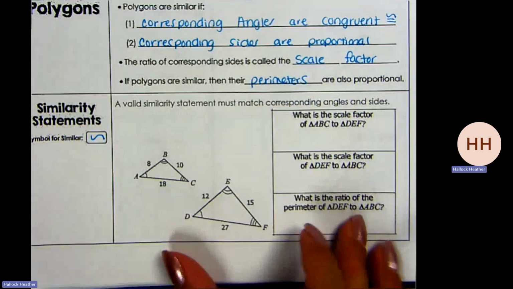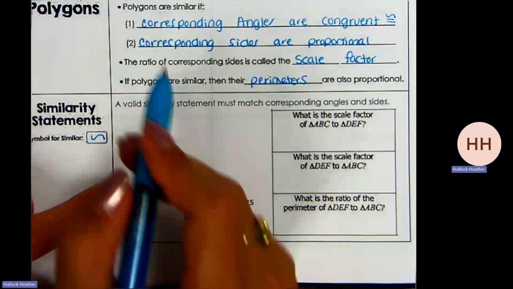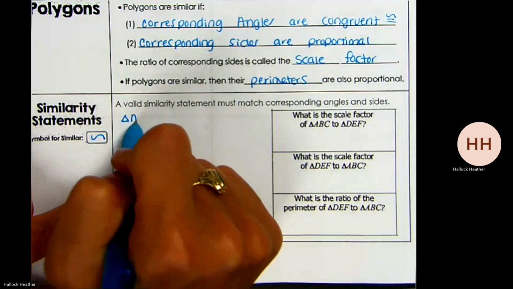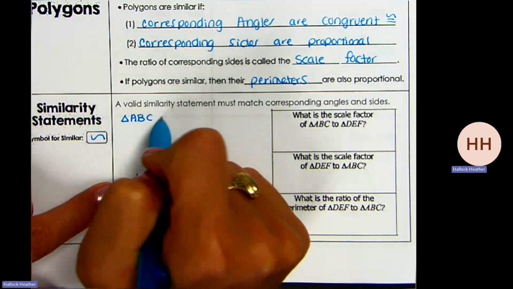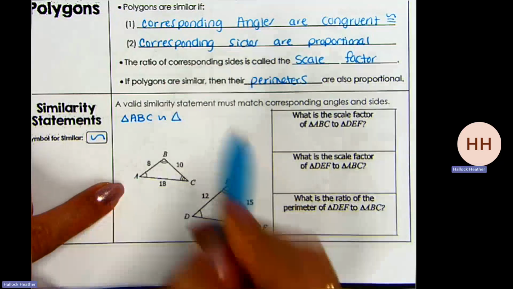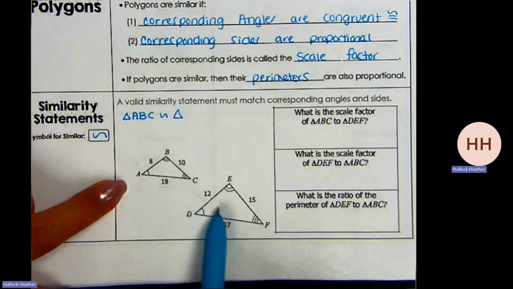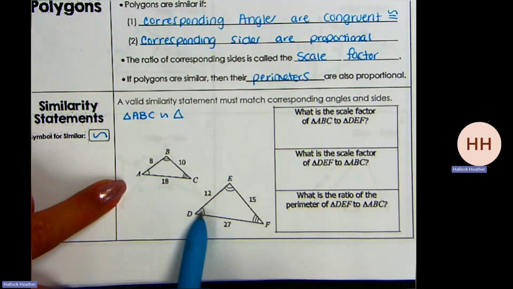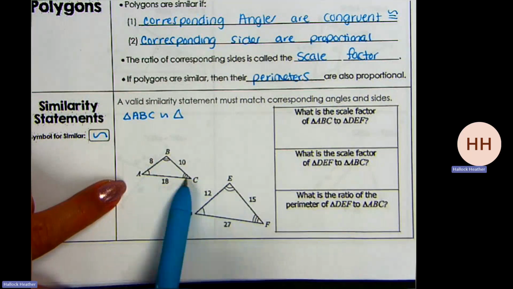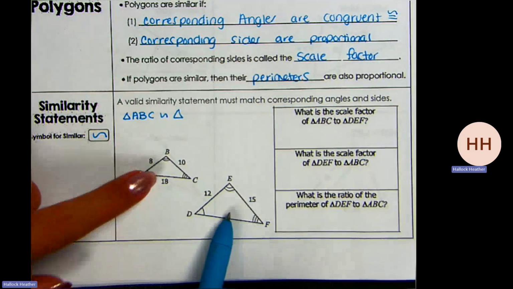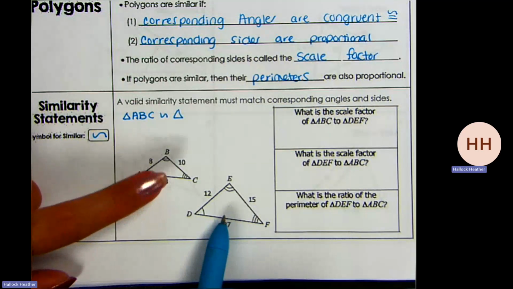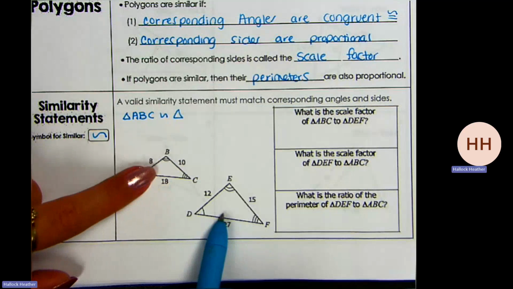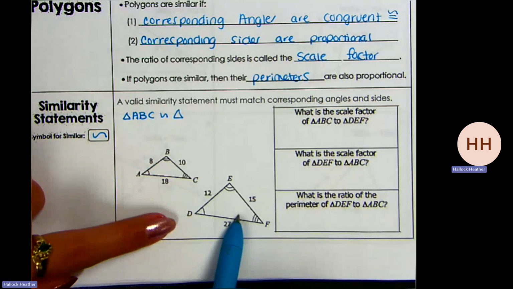So for example, if I said that triangle ABC is similar to the other triangle, because notice that they have the same angles. I have 1 arc mark, 1 arc mark, 2 arc marks, 2 arc marks, and 3 and 3. So these are similar. They have the same angle measures, but they are not the same size. This one clearly is smaller. This one's clearly bigger.